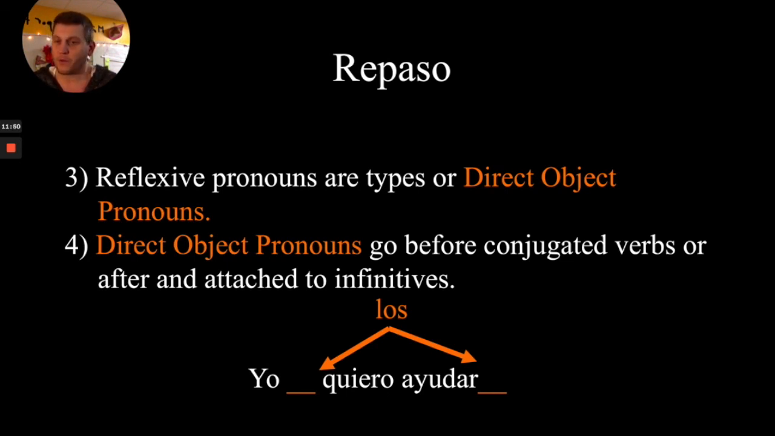We know that reflexive and direct object pronouns, we're on number 4 now, go before conjugated verbs or after and attached to infinitives. So in the bottom example, you can have yo los quiero ayudar or yo quiero ayudarlos. I want to help them.